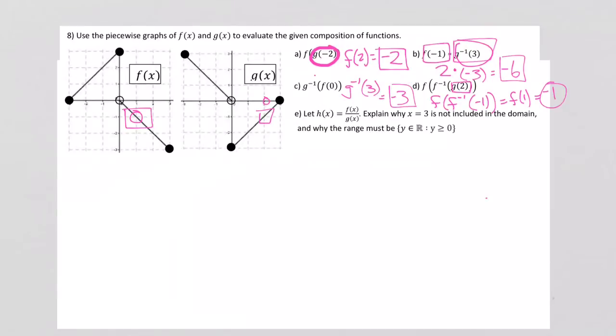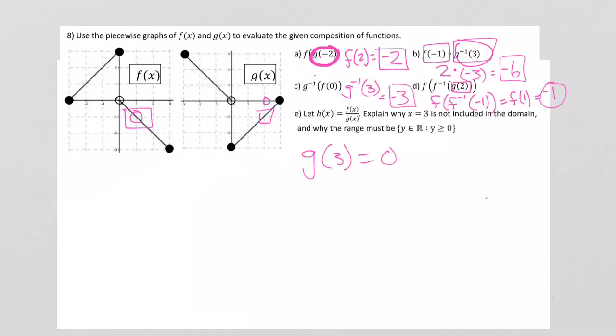And finally, let's talk about e. So now we're defining a new function, h of x, which is just going to be our function f divided by our function g. And we are tasked with explaining why x equals 3 is not included in the domain. Well, it's fairly simple. G of 3 equals 0, and g of x is the denominator of our function h of x, and you cannot have a 0 in the denominator. It will create a vertical asymptote, so 3 cannot be included in that domain.